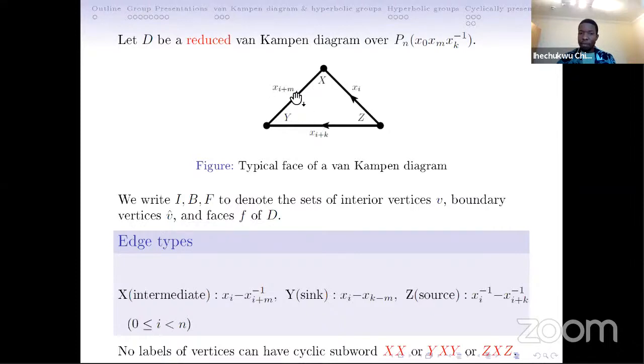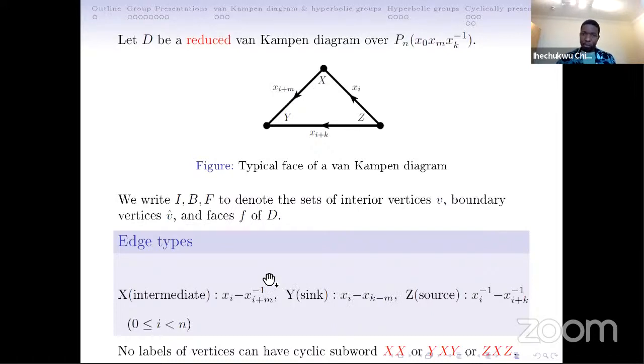And if you look at this face, you will see that there is a source here, and there is a sink here, and this is neither a source nor a sink. So I'm labeling these corners by x. It's not the same x I had in my previous slide. This is just a notation now for this corner, x. I'm labeling the sinks by y. I'm labeling the sources by z.